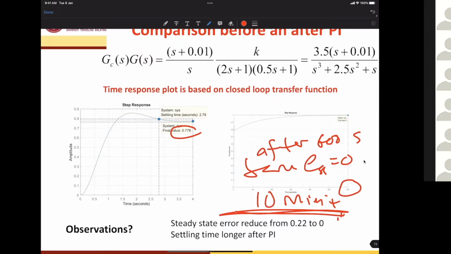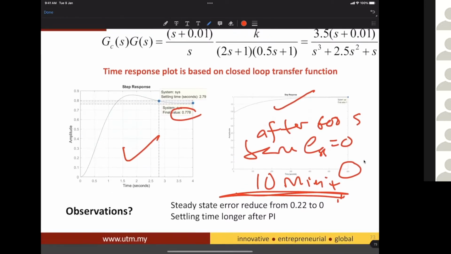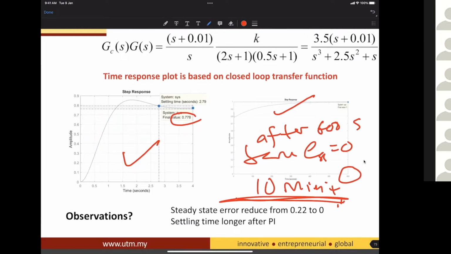Isu ada error, satu isu yang ini pula dah steady state error 0, tetapi transitionnya slow. 10 minit baru dapat steady state error 0. Jadi kita kena reducekan masa ni. Okay? Dengan menggunakan satu controller yang dipanggil sebagai PD controller. Okay, PD controller. So kita berehat sebentar.